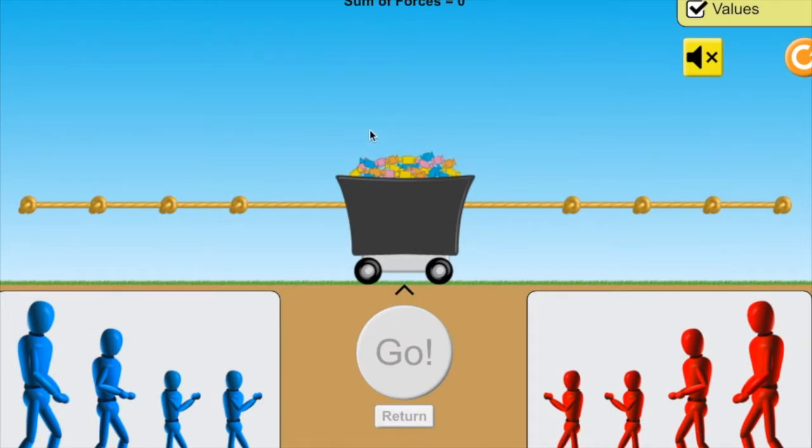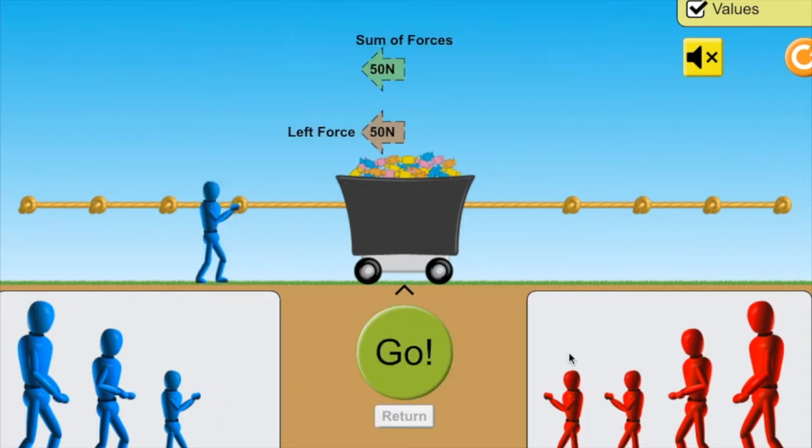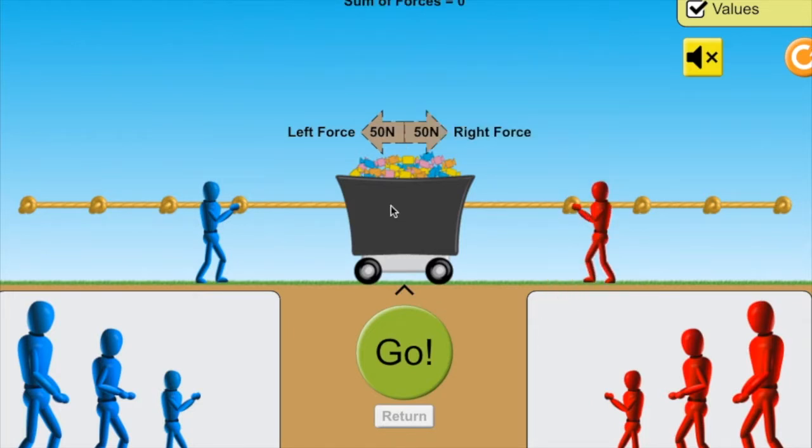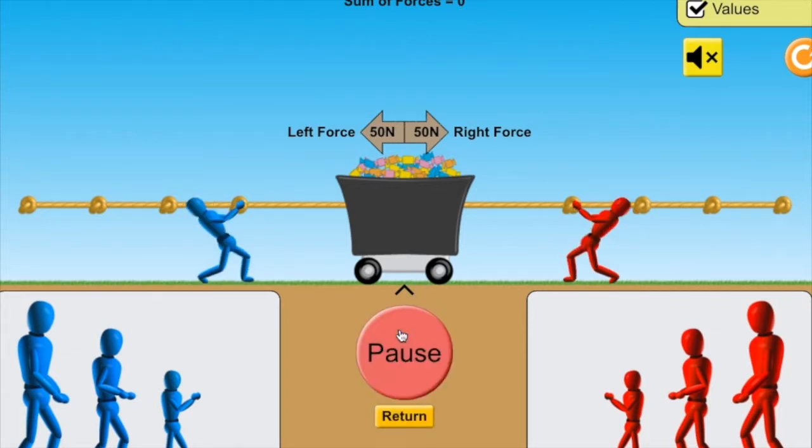Here I have a game of tug-of-war over this cart. Right now, the sum of the forces is 0, or the net force is 0. But if I start to add certain players for red and blue sides, so if I add a player here, now he's applying 50 newtons of force, and one on the red side. They are both applying 50 newtons of force to the left and to the right. We have balanced forces, and thus the cart remains at 0 newtons, and thus balanced forces and constant velocity.